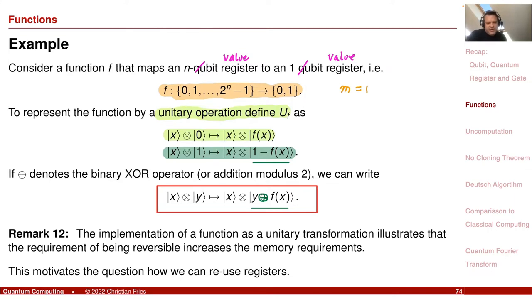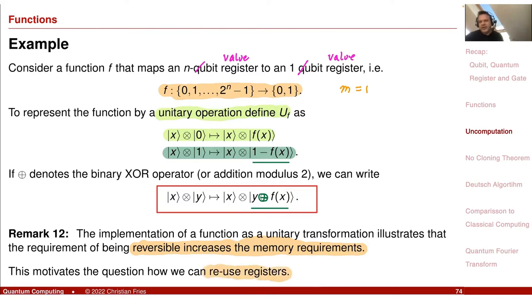So this also illustrates that in order to be reversible, it needs to increase the memory requirements. And we have another example pointing in this direction. Before I do that, this example also motivates that I would maybe like to reuse some registers.